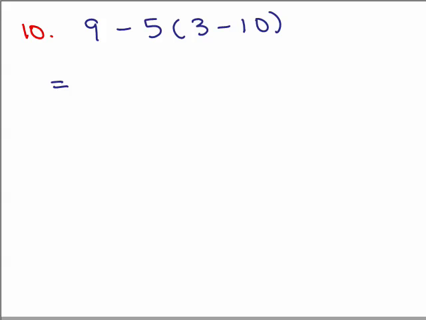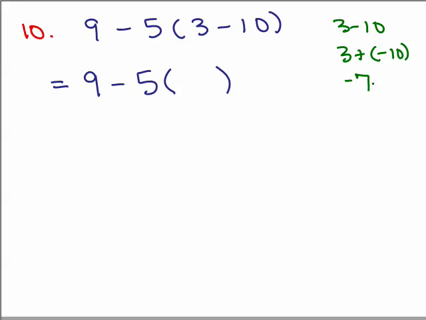All right, we have to simplify within parentheses first. So we have 9 minus 5. Now, we have to simplify inside these parentheses. I'm going to do that on the side over here. 3 minus 10 is the same thing as 3 plus a negative 10. And now you're adding a positive and a negative, and the negatives outweigh the positives by 7. So it's negative 7. Remember, you take the sign of the one with a higher absolute value, 10, negatives, and then subtract 10 minus 3. So this is negative 7 inside the parentheses.